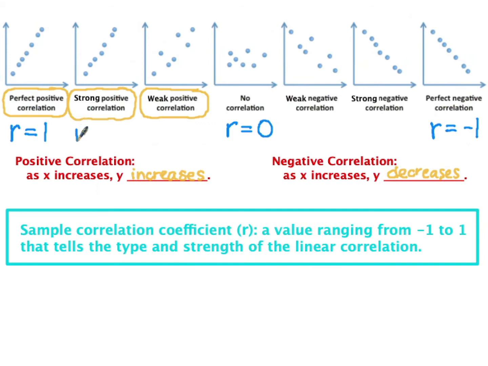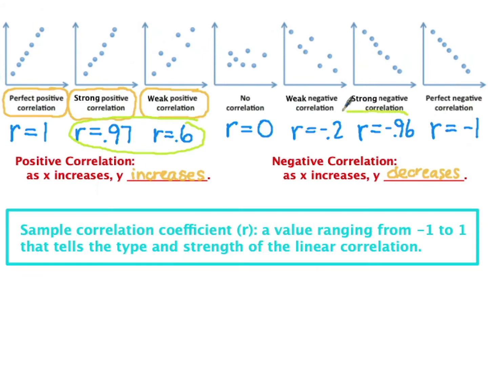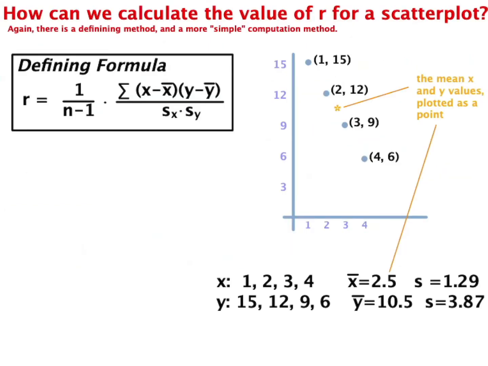And then maybe a strong positive would be maybe a 0.97. I'm just making that up. And a strong negative might be a -0.97. Weak, I don't know, maybe an r value of 0.6, or definitely an r value of -0.2 would be very weak. Now I definitely just made up those values, so don't you wonder, is there a way to actually calculate the correlation coefficient? You bet there is.